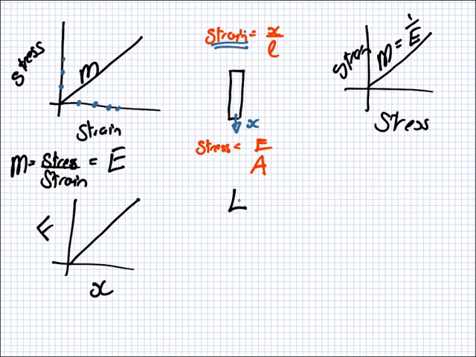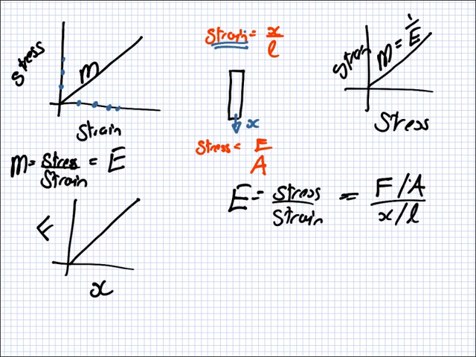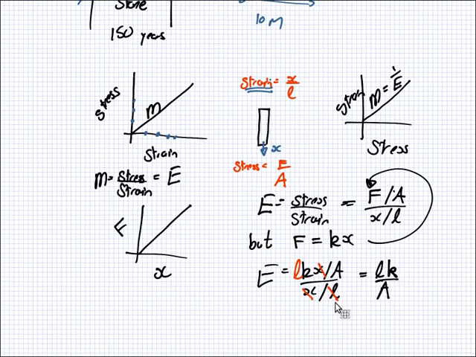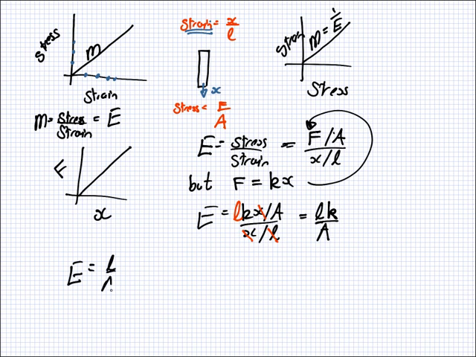So this is how. We have Young's modulus E is stress over strain, which equals force over area over x over L. But what you missed last time was the formula F equals Kx. So if I put that in here, I get E equals Kx over A over x over L. So these x's cancel, and I'll multiply the top and the bottom by L. So I'll get LK over A. In other words, E is equal to L over A times K. So you can switch between E and K.